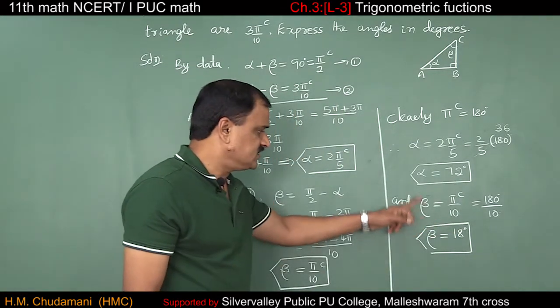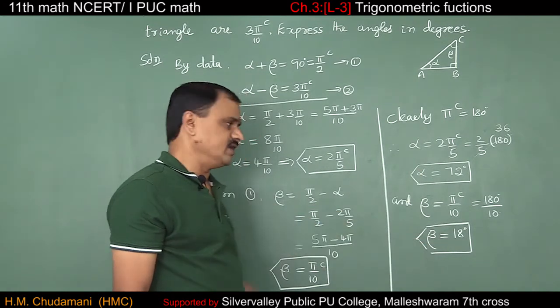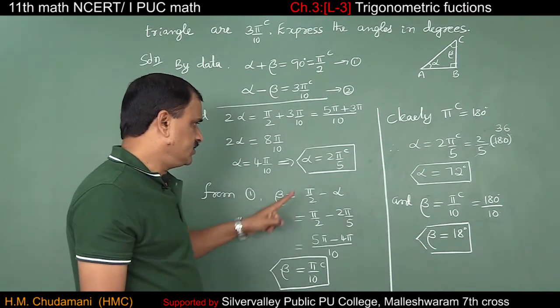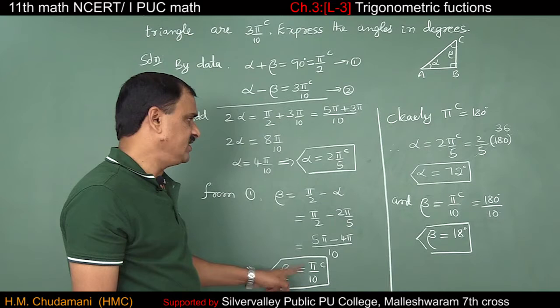The angles in degrees are 72 degrees and 18 degrees, and in radians they are 2 pi by 5 and pi by 10.